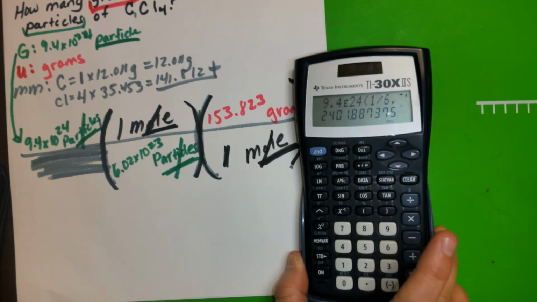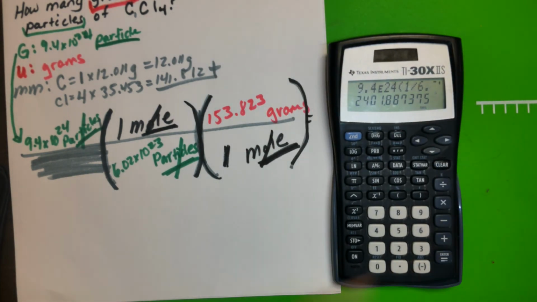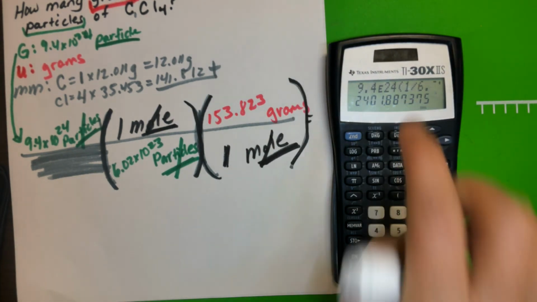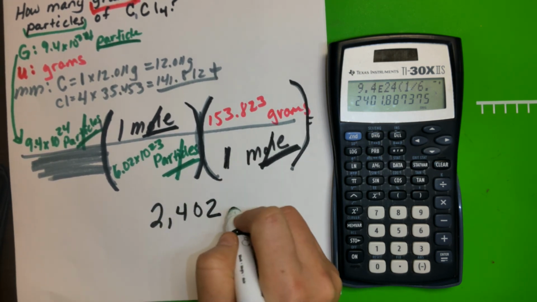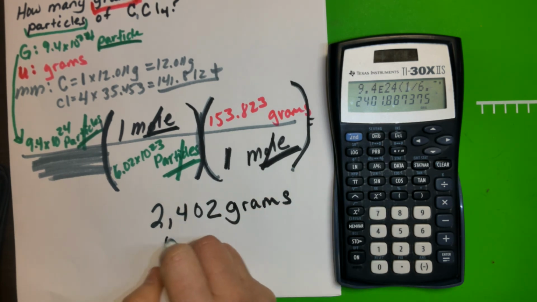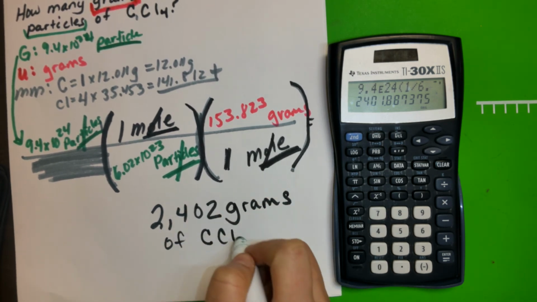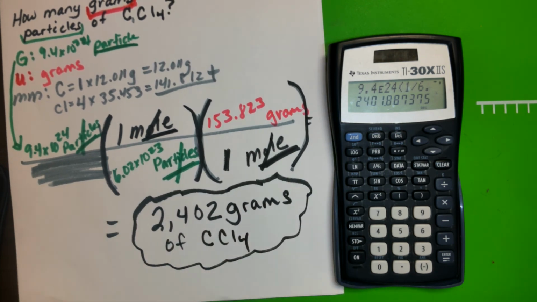It's a big number, by the way. It's a lot of grams, well, it's grams, that's why. I could just round it to 2,402 grams of carbon chloride. So that would be your answer.